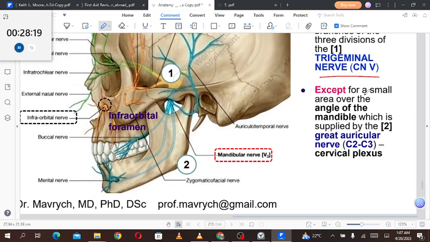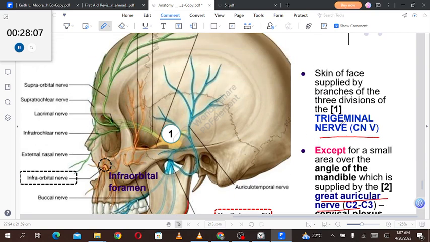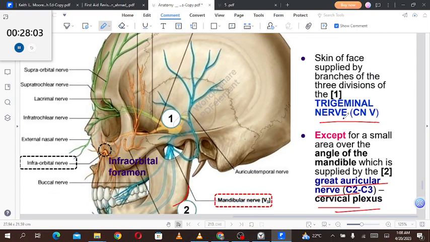Except for a small area over the angle of the mandible, which is supplied by the great auricular nerve and cervical plexus. So over here there is some area that is being supplied by the great auricular nerve or the cervical plexus. The rest of the area is being supplied by the trigeminal nerve all over the face. The sensations are basically taken by the trigeminal nerve.